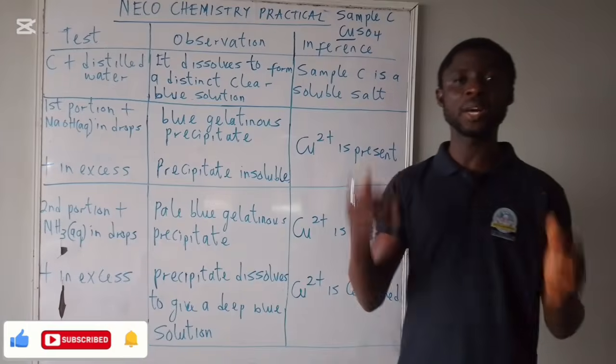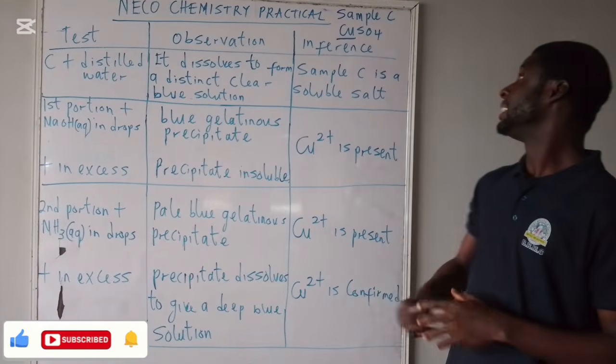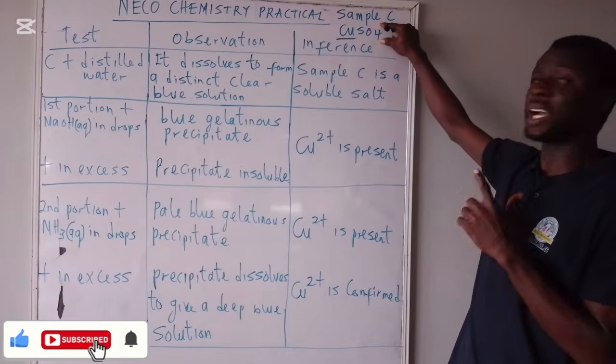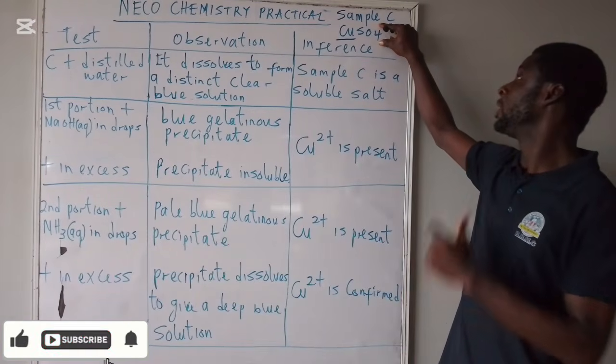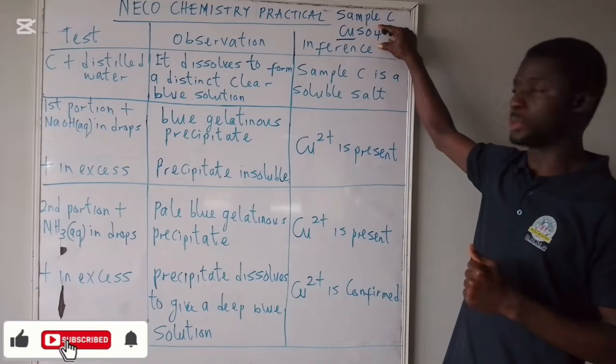Today we are looking at the NECO Chemistry Practical for the year 2026. For this year, the sample they give to us is copper sulfate, and the likely ions they will be asking us to test for are the copper ion and the sulfate ion.